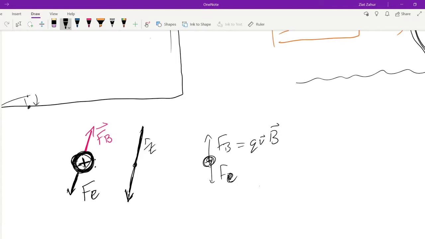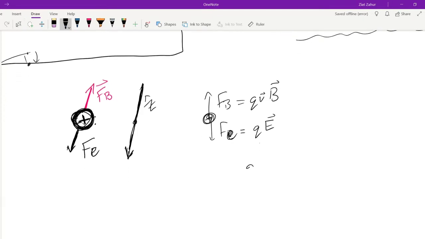And then we have the electric force. Chat, what is the electric force on a charged particle in an electric field? Nice uniform electric field. It is QE. QE. Yay. All right. So our QVB must equal the QE.